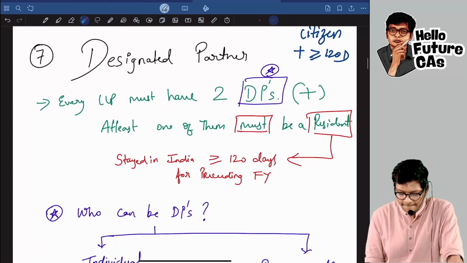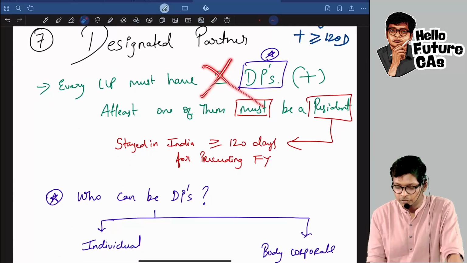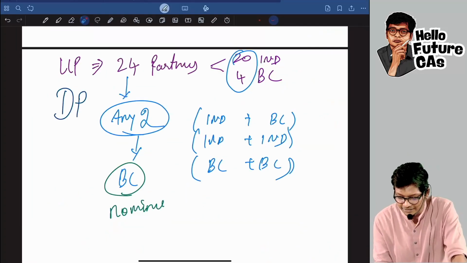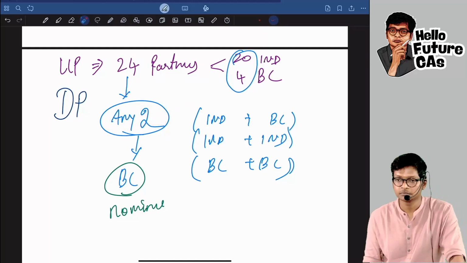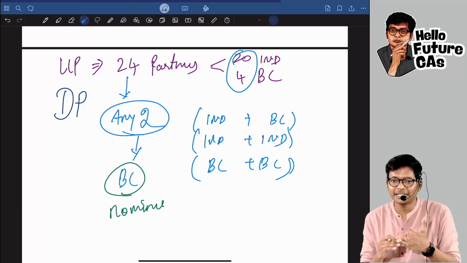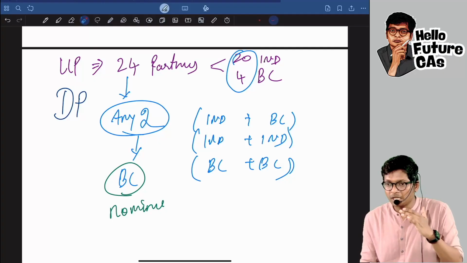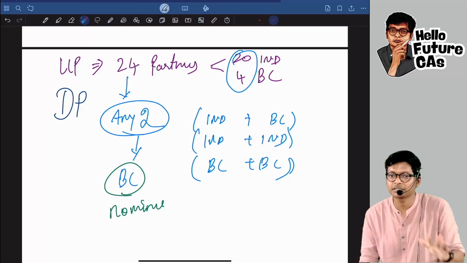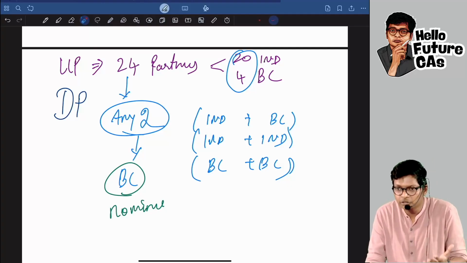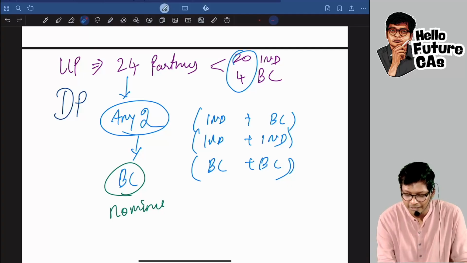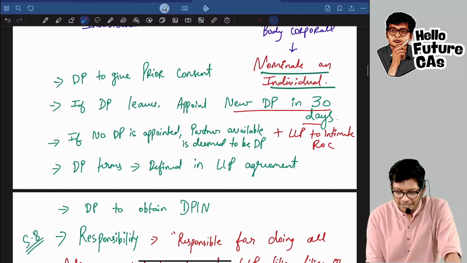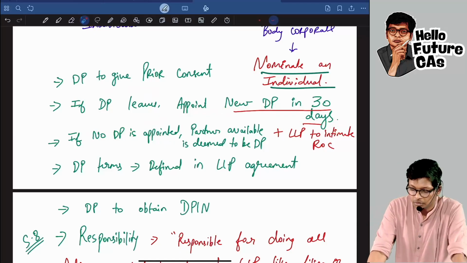Now here, if a DP leaves, what will happen? No problem. Look at this. I still have 24 partners in my example. Only one DP is leaving. He can leave in many ways. DP can die. Or DP could have not stayed in India for 120 days. Or DP could have become insolvent. Or DP could have resigned. In all these cases, they are saying no problem. If a DP leaves, appoint a new DP within 30 days. Are you following, guys? Okay.